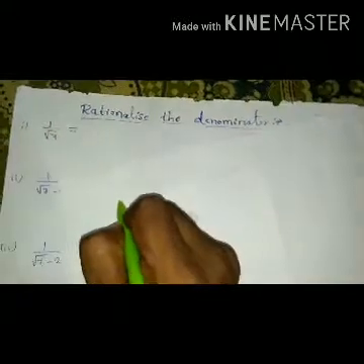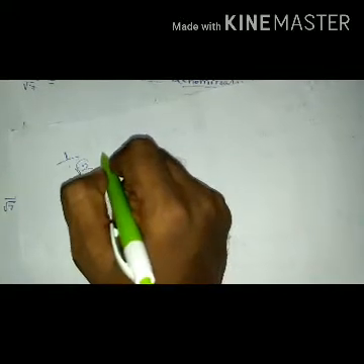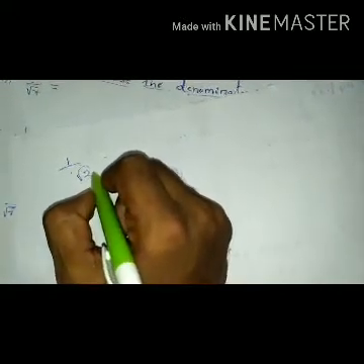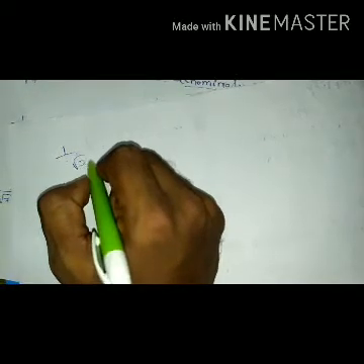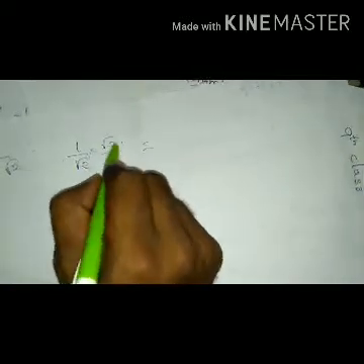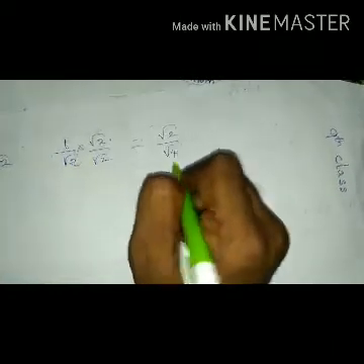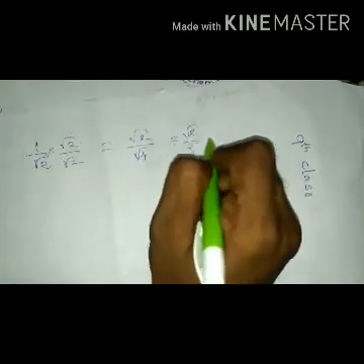The next concept is rationalizing the denominator. Let me take an example, that is 1 by root 2. Here in 1 by root 2, the denominator is an irrational number. So we make this irrational number root 2 into a rational number. Simply multiply both numerator and denominator with the denominator. So in the numerator, root 2 into 1 is root 2. Root 2 into root 2 is root 4. So the value of root 4 is 2.